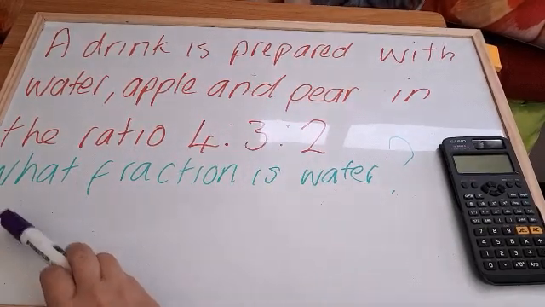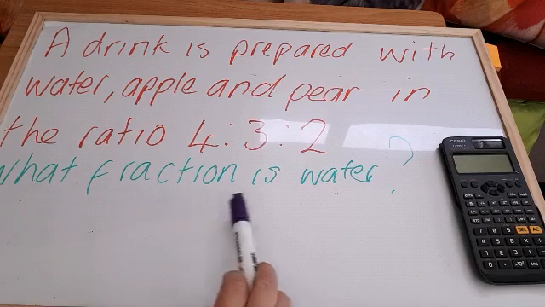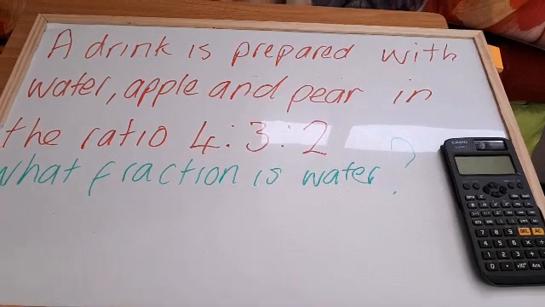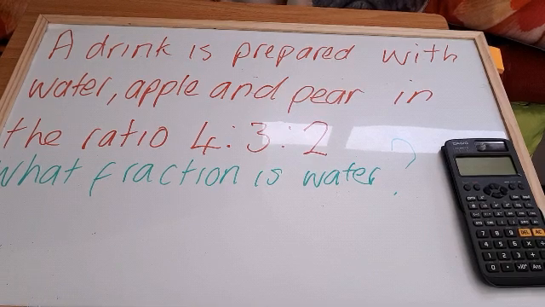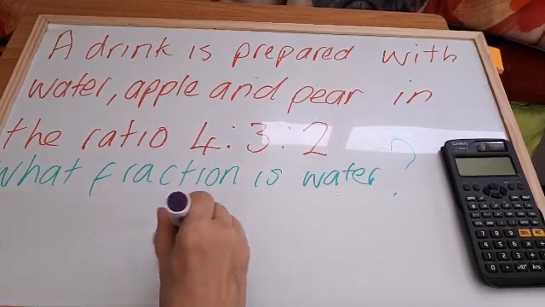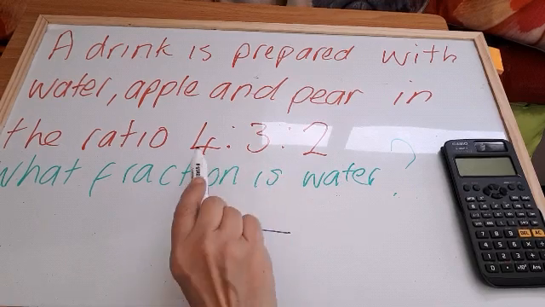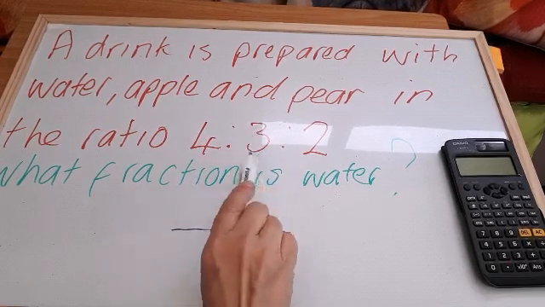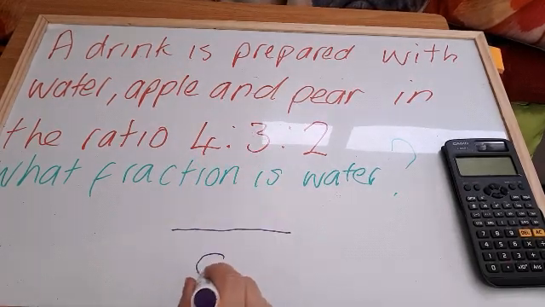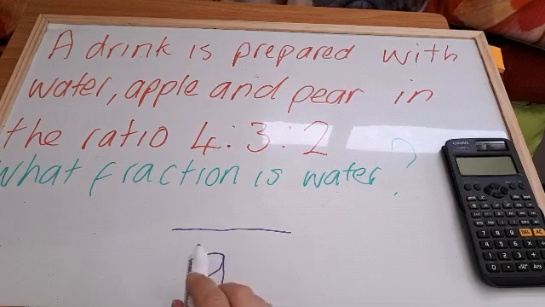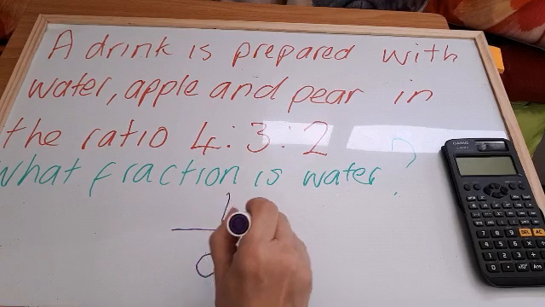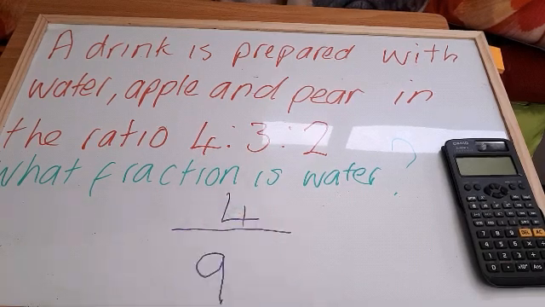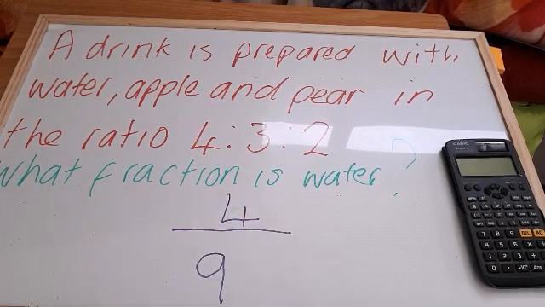The question I've written in green, what fraction is water? Well, to do that, we add up the total parts in the ratio to give us our denominator. The total parts are 4, 5, 6, 7, 8, 9. There's 9 parts. And out of those parts, 4 of them are water. Our answer is 4/9 water.